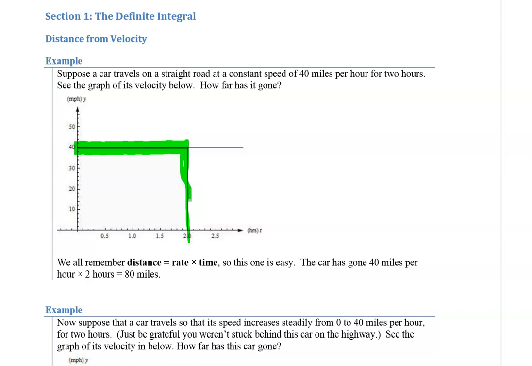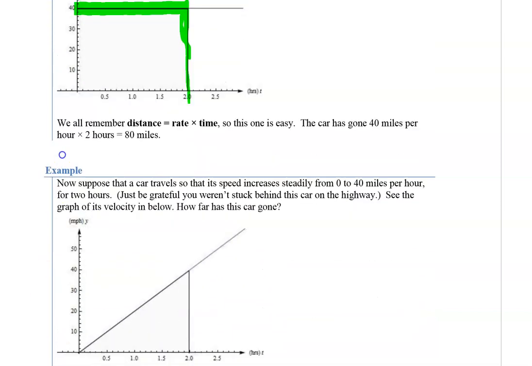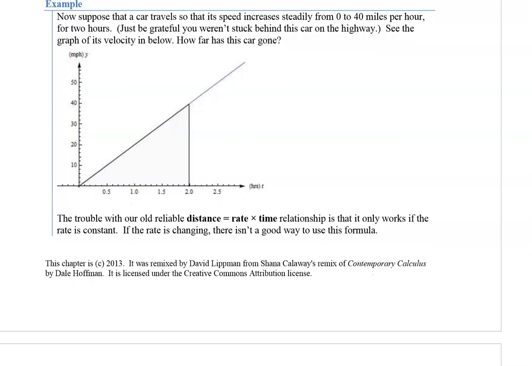Now, if we look at this example, we can see that it was just pretty simple, length times time. Now, that's not always the case, so let's look at our next example. Suppose that a car travels so that its speed increases steadily from 0 to 40 miles per hour. You can see that line is a slope that's increasing for 2 hours. And it says, just be careful you weren't stuck behind this car on the highway. See the graph of its velocity below. How far has this car gone?